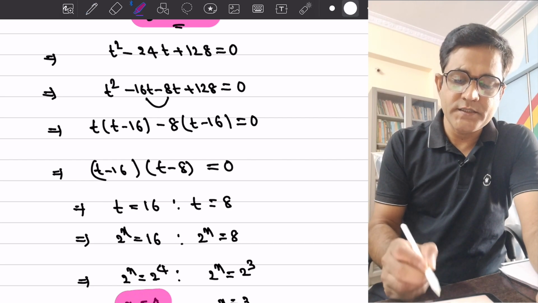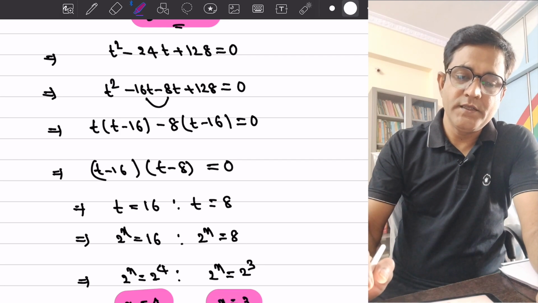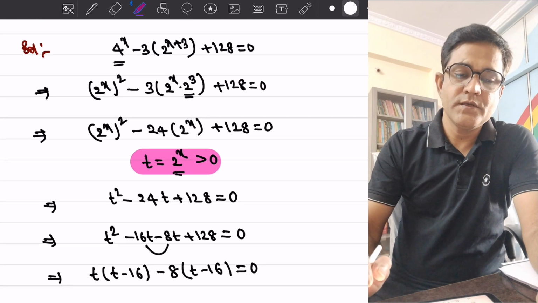Therefore, the solutions are x is equal to 4 and x is equal to 3. These are the solutions of this equation.